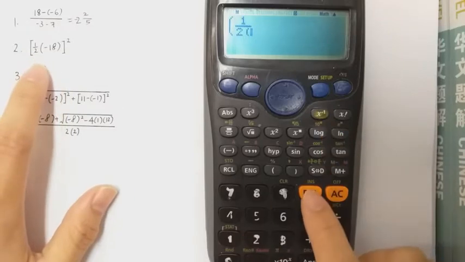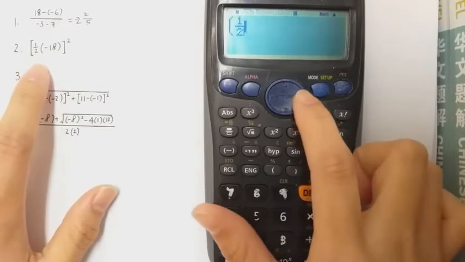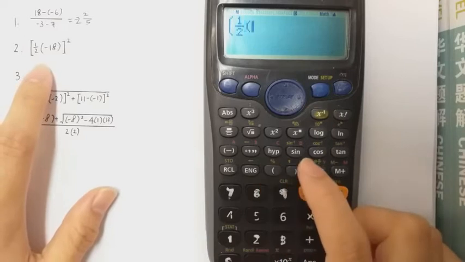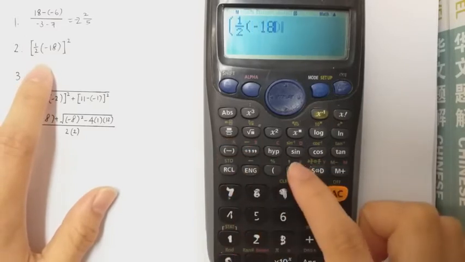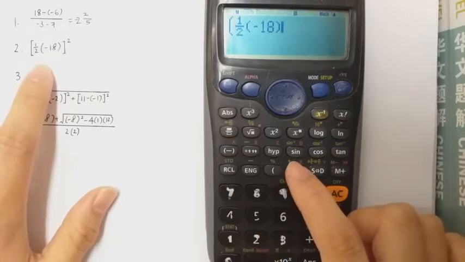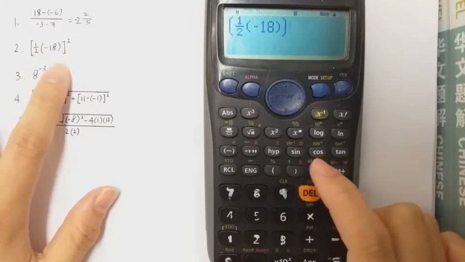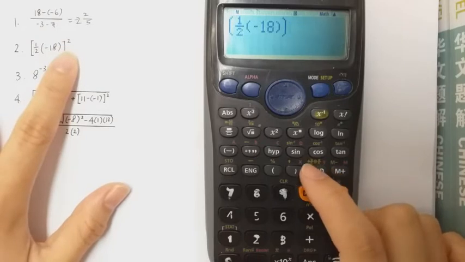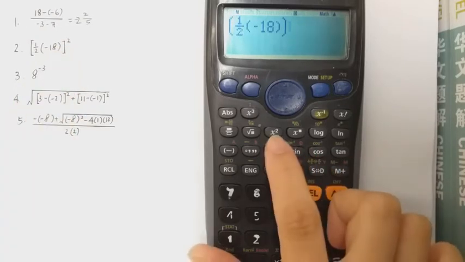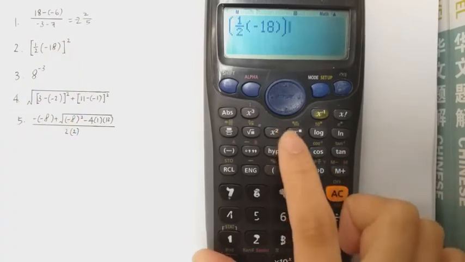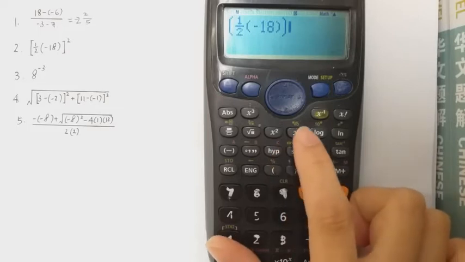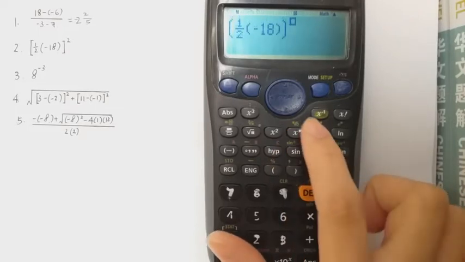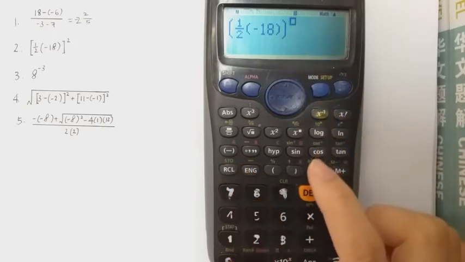So you delete it, right arrow, open bracket, negative 18, close bracket, and you have to close your bracket again because this is a square bracket, and we realize that there's a power 2 here. So how do we insert power 2? We can use x square where there's a power 2 already, or we can use this x blank. When you click x blank, there's a power and you have to fill in the blank. In this case, it's power 2.